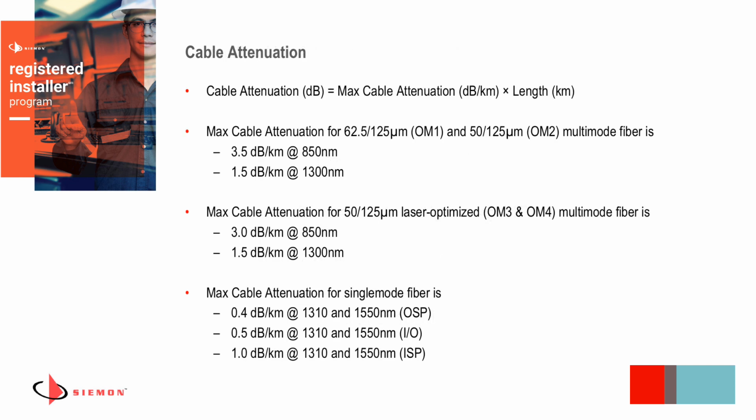So while the connector terminations are kind of fixed numbers, and we'll cover that a little bit on the next slide, the cable attenuation for your link loss budget is actually a calculation that's made by determining the maximum cable attenuation of the fiber itself, which is defined in decibels per kilometer, times the actual measured length in kilometers. And here on this slide, we've listed what we covered from Module 4 in terms of the cable attenuations for the common multi-mode and single-mode fiber solutions.